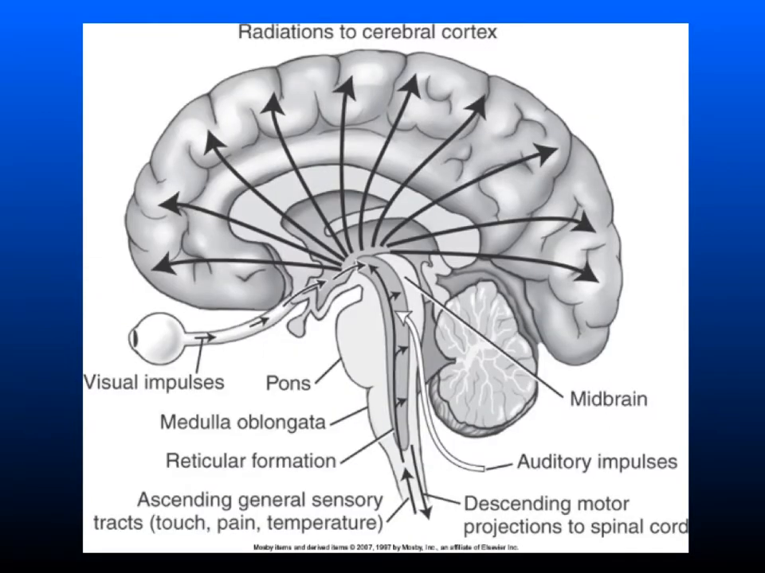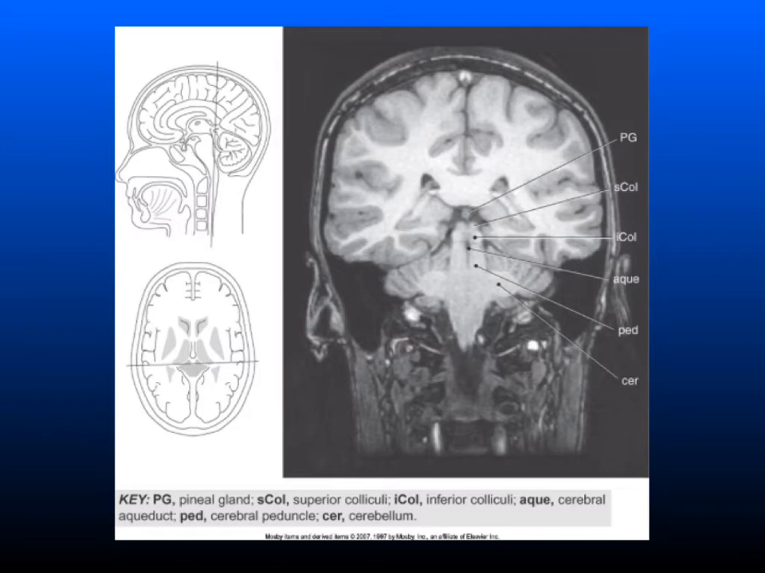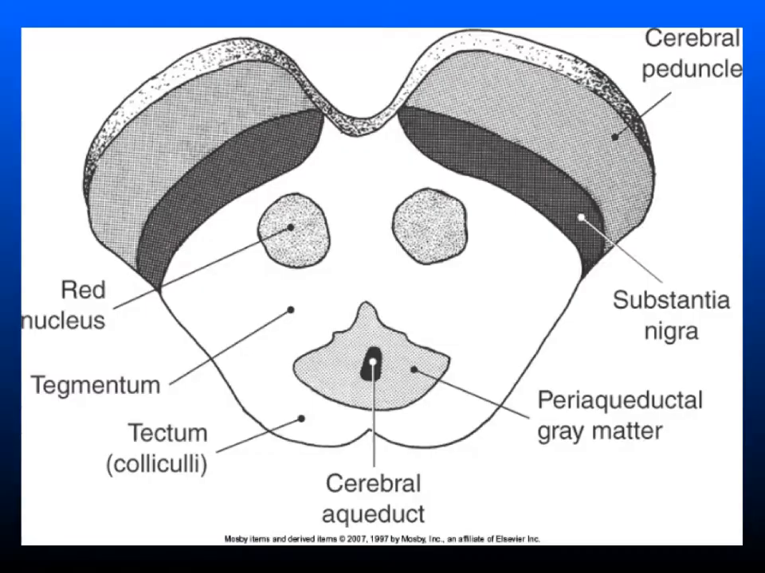This portion just shows you the pons, where the medulla oblongata is, and where the midbrain is, which is right there. The same area we're looking at, only in a coronal MRI view, kind of showing you how the posterior portion of the brainstem looks. Then this is an axial view of the midbrain and cerebral peduncles.